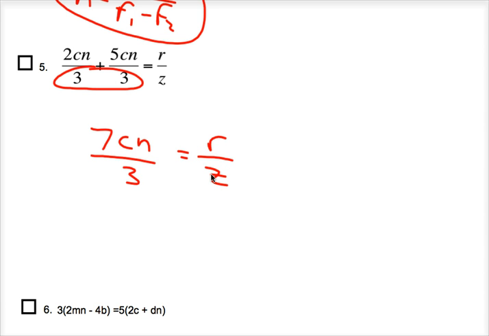Okay, so the goal is to get n alone. So I need to get rid of 7, c, and 3. You can get rid of them one at a time. You can get rid of them all at once.